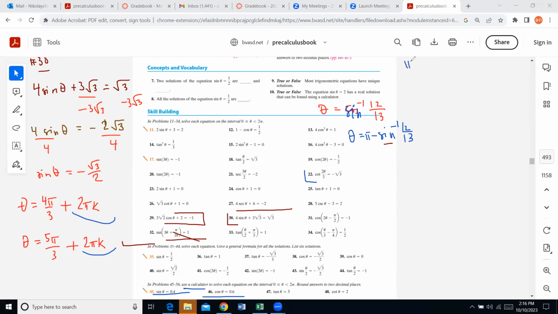So 22 deals with a cotangent. Let me see how we work that out. Cotangent, and the angle here is not just theta, but 2 theta over 3, and this is a negative square root 3.